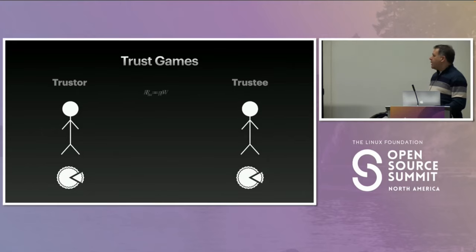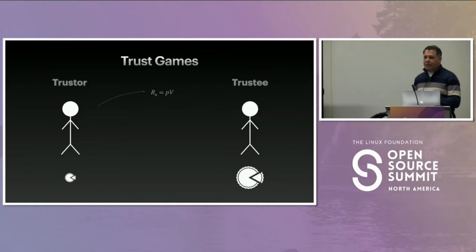So you're going to send that value to the trustee. The moment that you send that, you saw that the size of the pie underneath the trustor got a little bit smaller because it's giving some value away. But of course, the trustor doesn't want to see its pie shrinking to nothing. Let's deal with these dynamics and see what's going to happen over here.